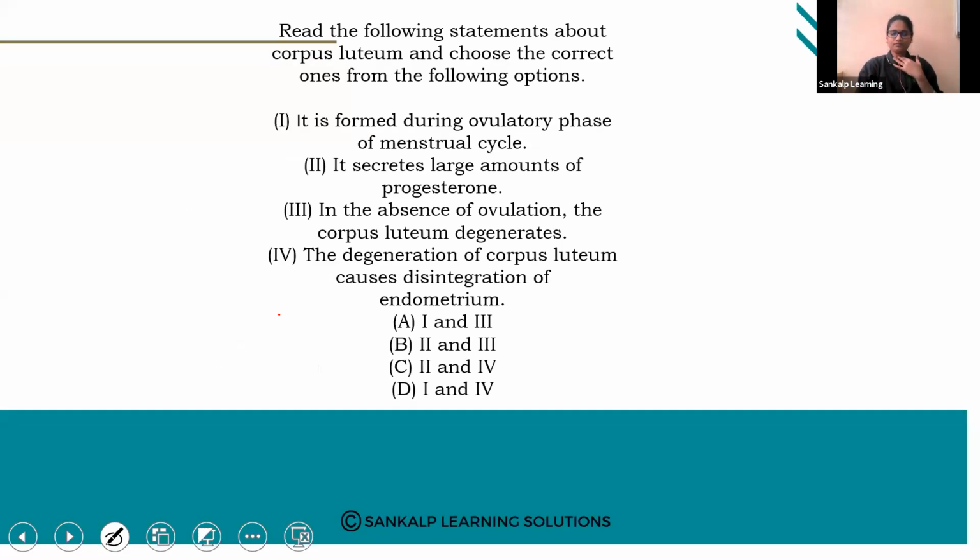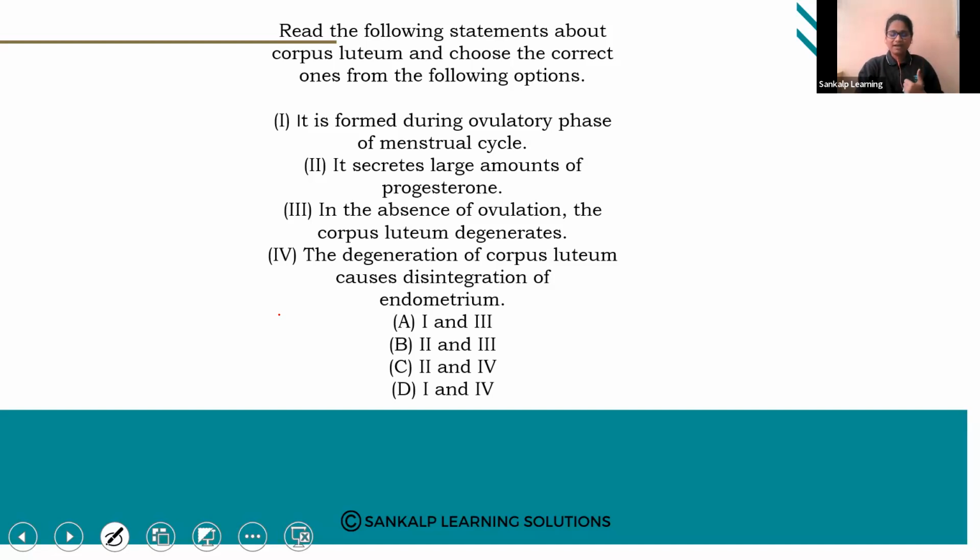Next question. Okay, read the question properly. Read the following statements. 4 statements are given about corpus luteum, and choose the correct ones from the following options. First one, it is formed during ovulatory phase of menstrual cycle. It secretes large amounts of progesterone. In the absence of ovulation, corpus luteum degenerate. The degeneration of corpus luteum causes disintegration of endometrium. Among these 4 statements, which are the correct ones you should answer?